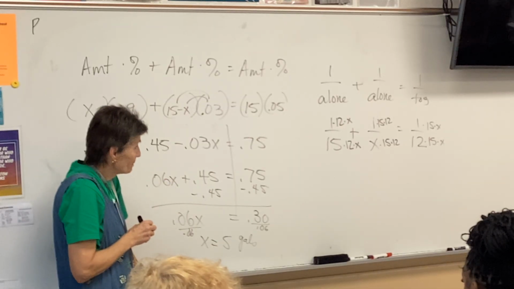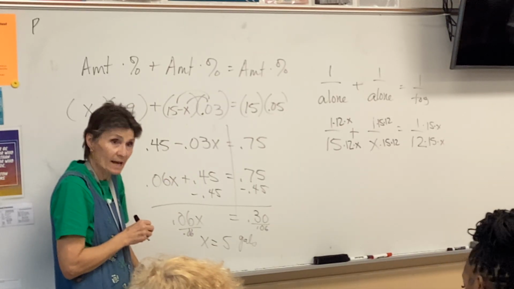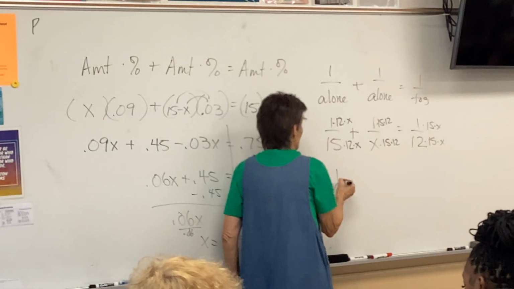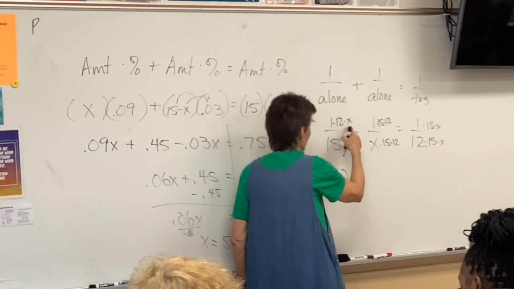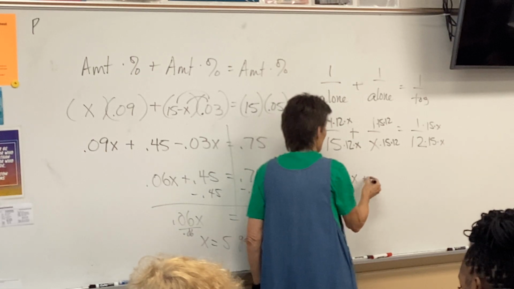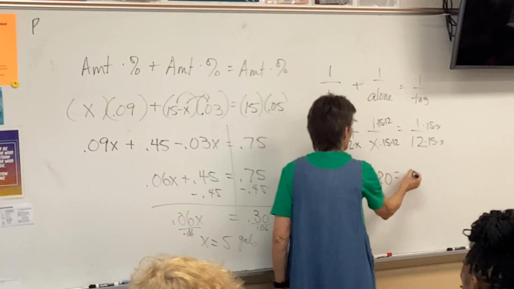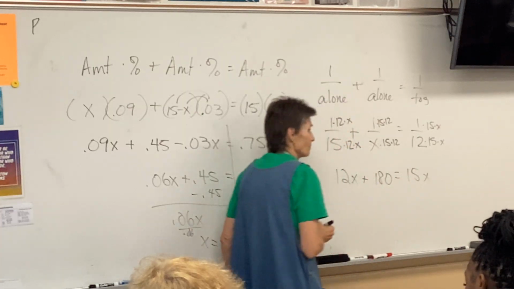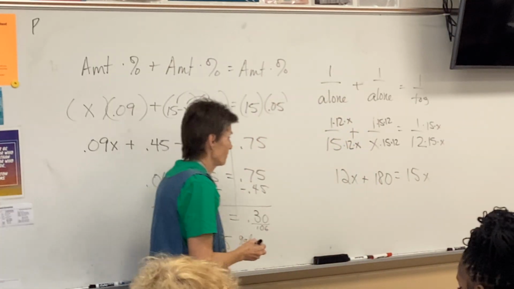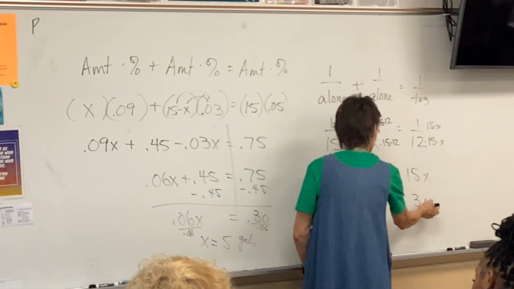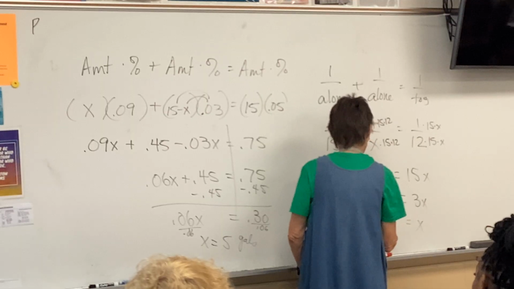Once every denominator has what it has to have, 12x, remember this is all multiply, so 12x plus 180 equals 15x. Oh lordy, does it take poor Zane 60 hours to do that job?